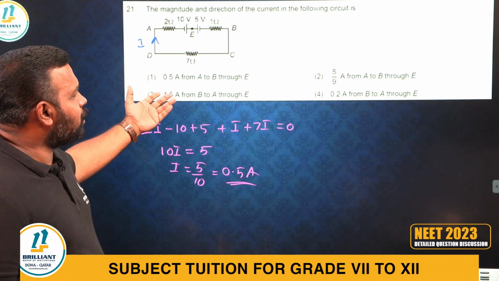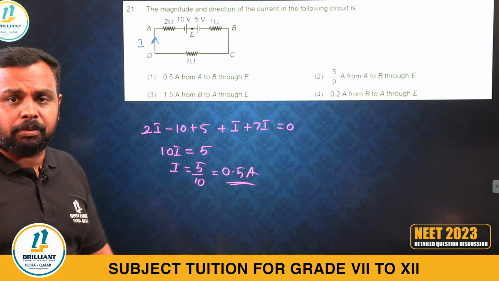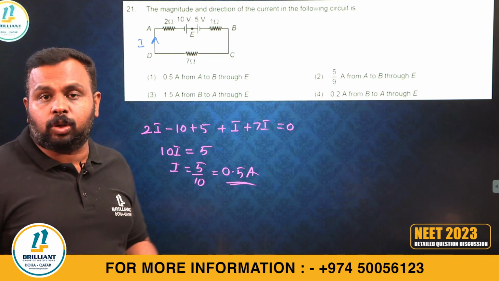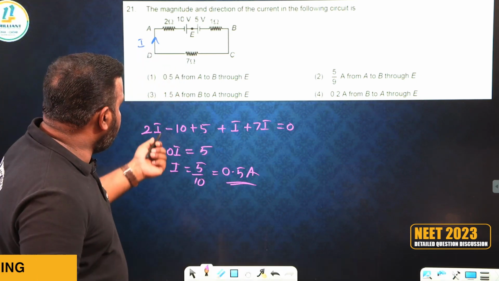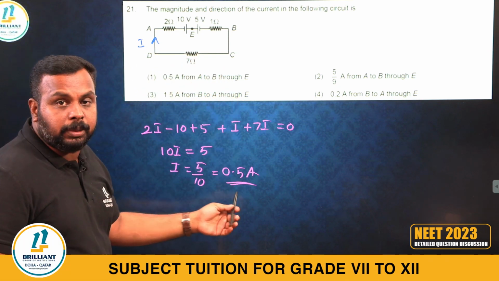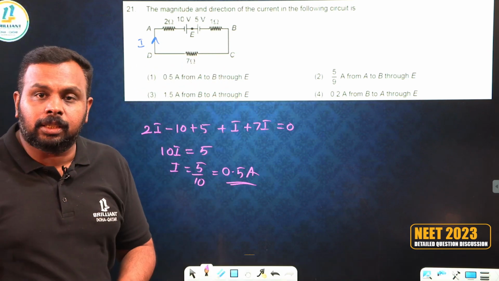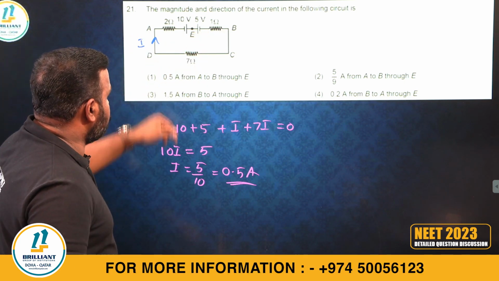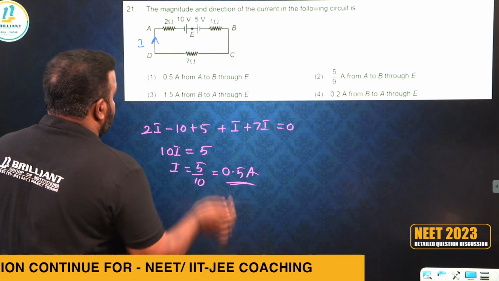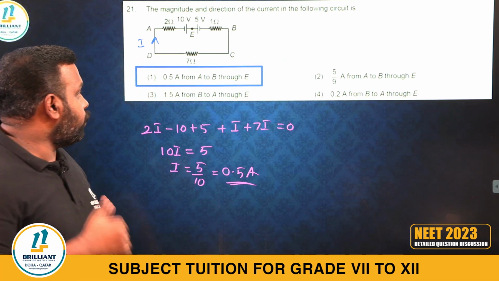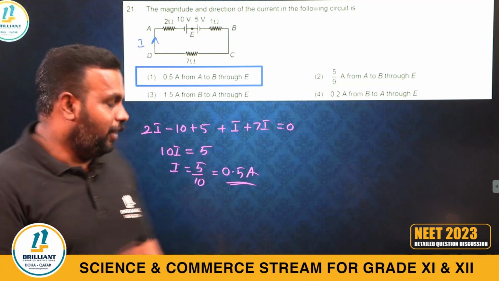0.5 ampere, there is only one option, so no need of checking the direction. Now how to check the direction? If there are two options with 0.5, it's easy: the way I took the current is clockwise, and I am getting a positive number, which means the direction I have taken is correct. So the direction is from A to B through E. So the answer is option 1, 0.5 ampere from A to B through E.